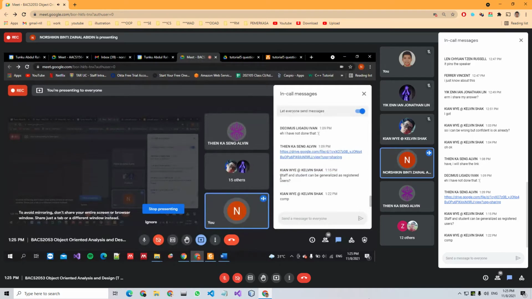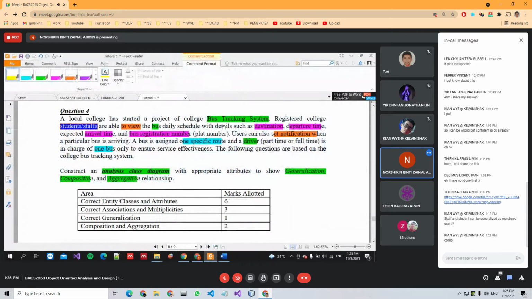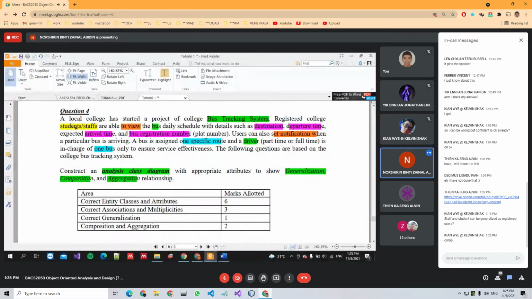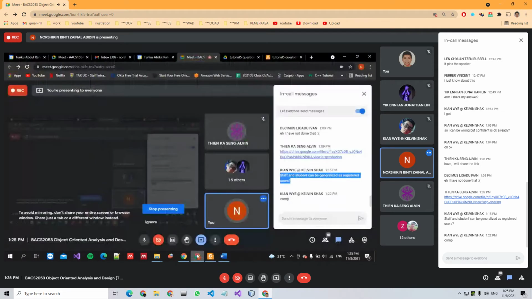Yes, this one, Kelvin Shark. Staff and student can be generalized as registered user, because registered college students and staff are able to view. So by right, they are the registered users for this system. Okay, Kelvin Shark.